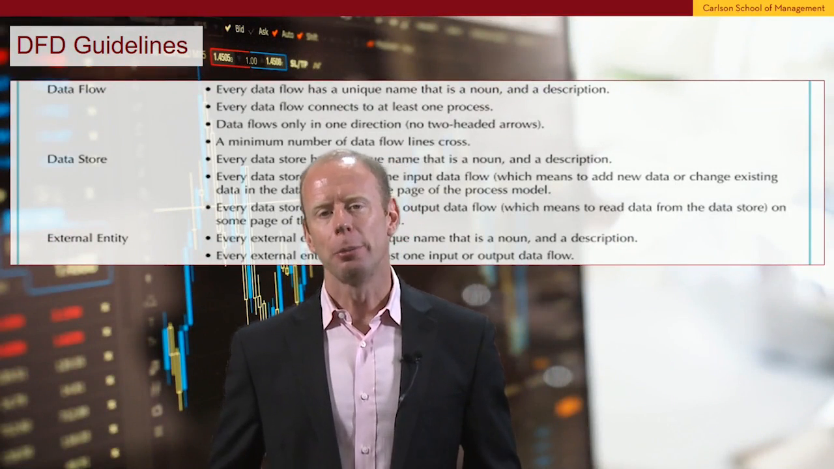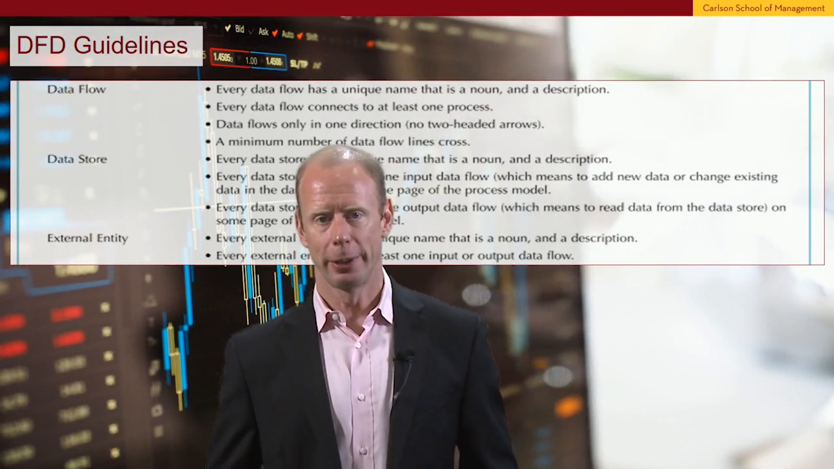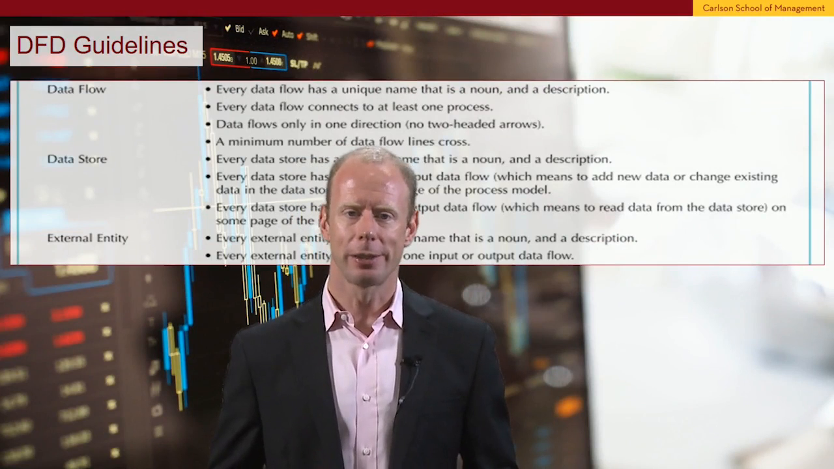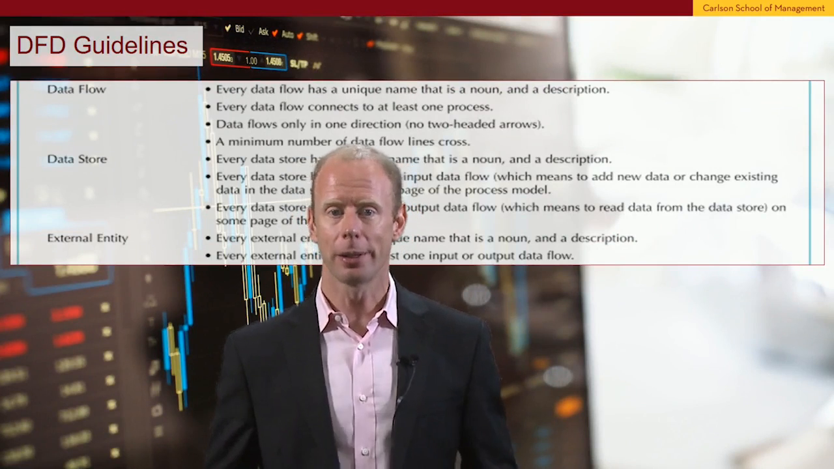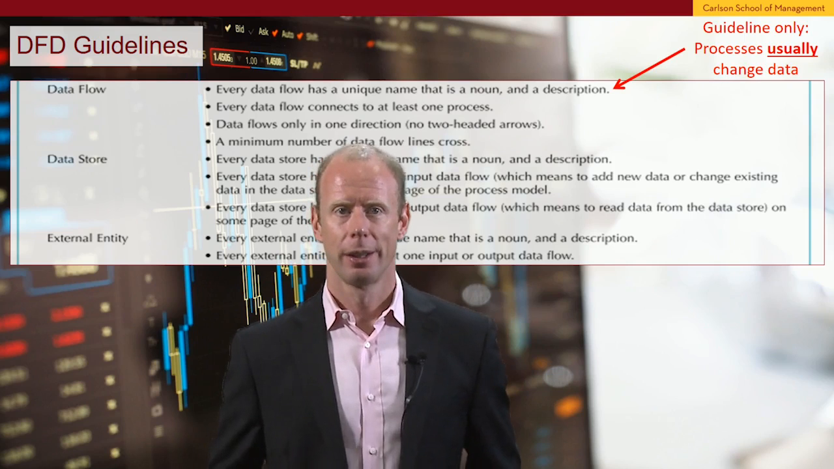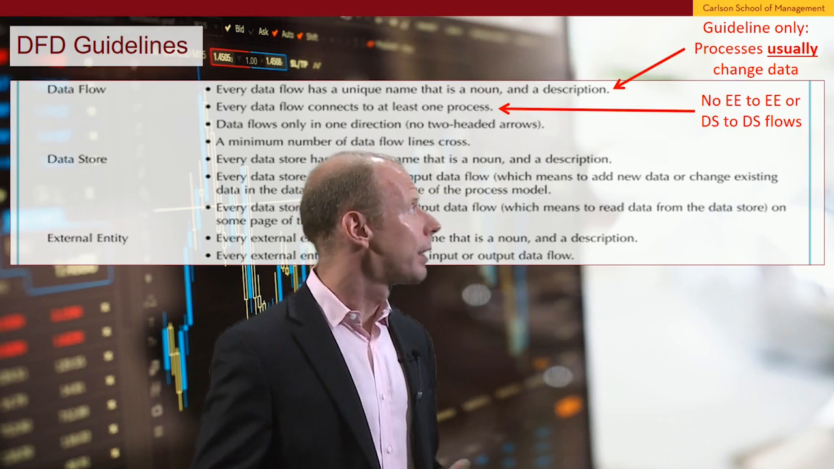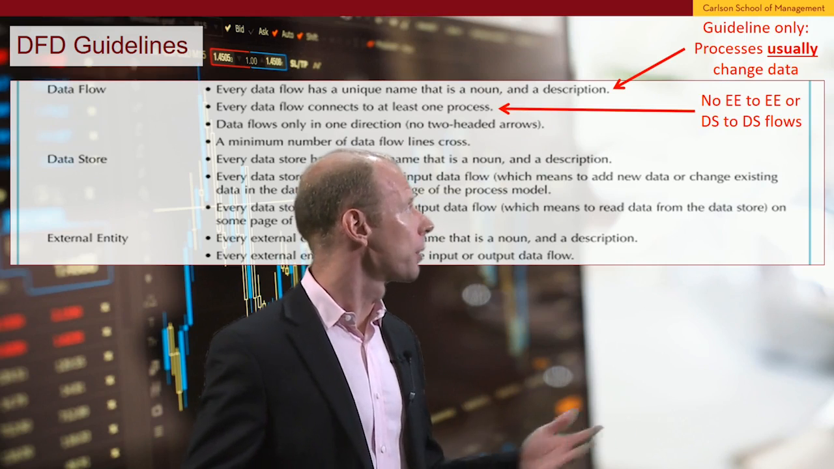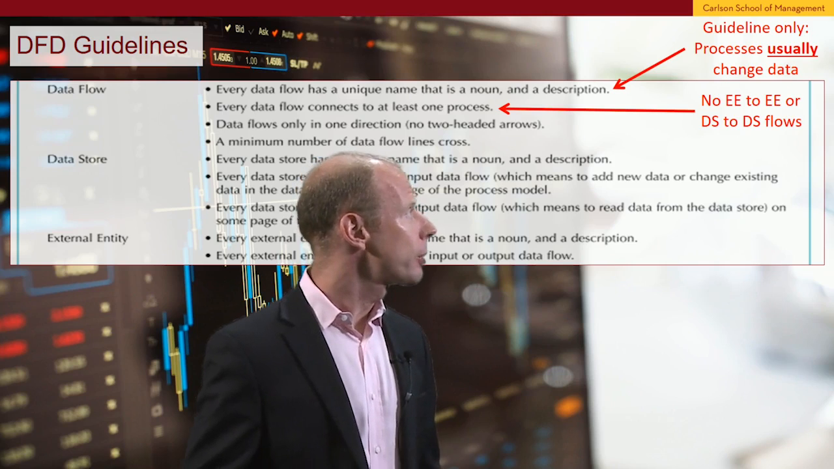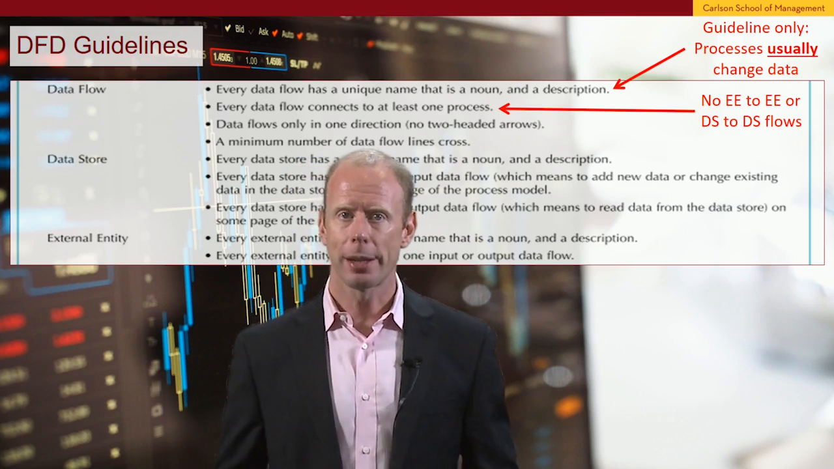Let's take a look at a few more guidelines and rules for our data flow diagrams. Again, the goal of all of these is not to be legalistic, but it's for clarity purposes. Every data flow has a unique name that is a noun and a description that goes along with it. And a data flow should connect to at least one process.